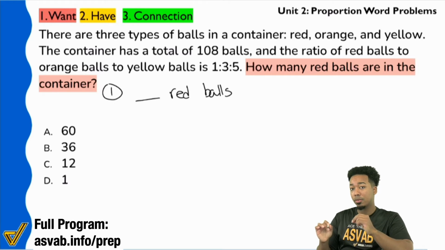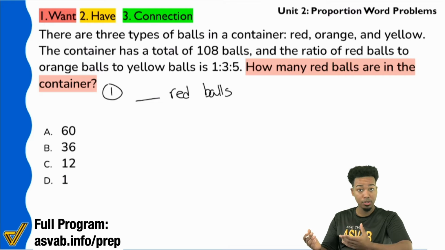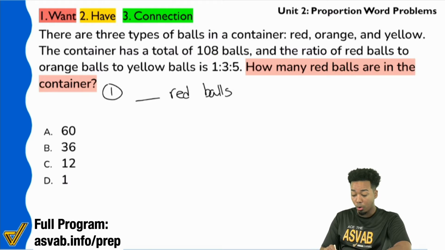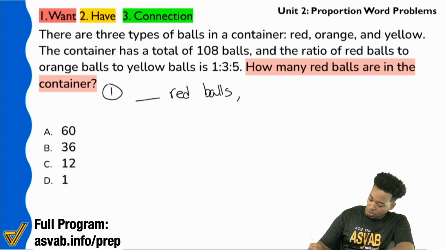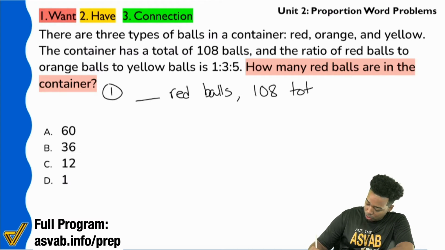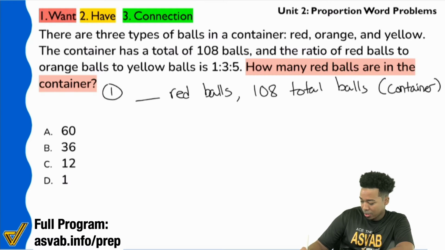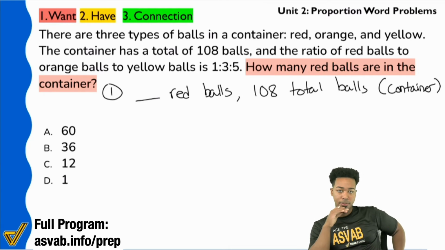So let's write this information down very carefully. You have to understand how this is all related, because we want to know how many actual red balls are in the container, and we see that there's a total of 108 balls in the container. So let's make sure that we draw the comparison here. We're looking for the number of red balls in the container, and we have 108 total balls in the container. Write that down. That's related information. So blank red balls, 108 total balls. And again, this is in the container. So I'm allowed to piece these pieces of information together. So what about that 1 to 3 to 5?